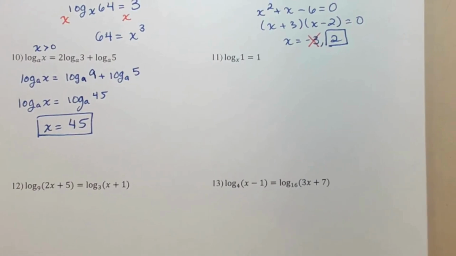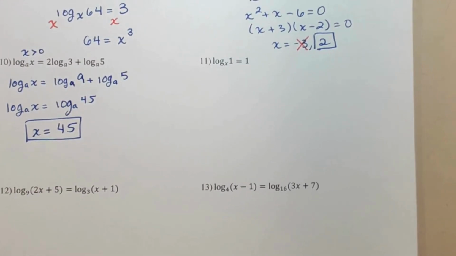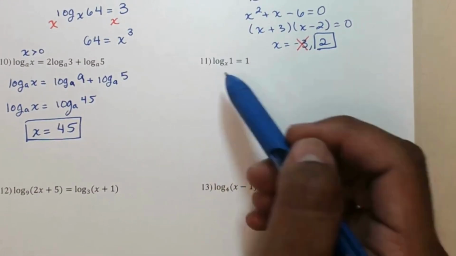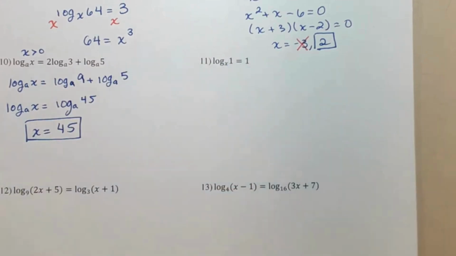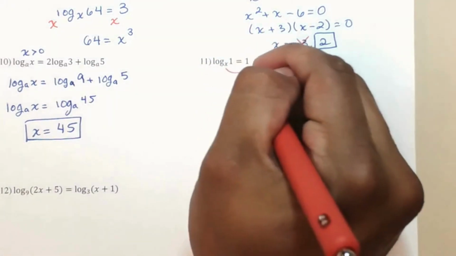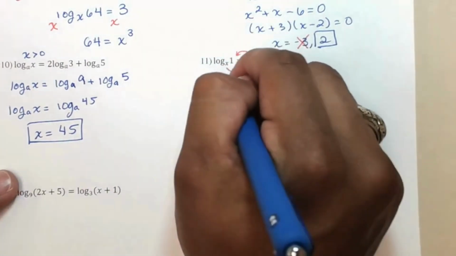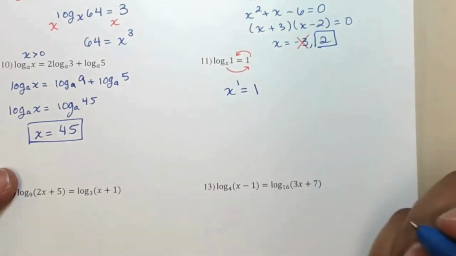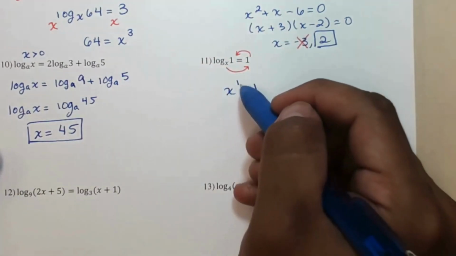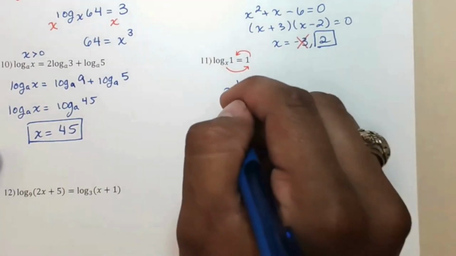So what about number 11 here? Well, for number 11, if we do the log roll, which might be easier to see here again, we could do x to those powers if we wanted to. We get x to the 1 equals 1. Well, what do you raise to the 1 power to get 1? Well, 1.